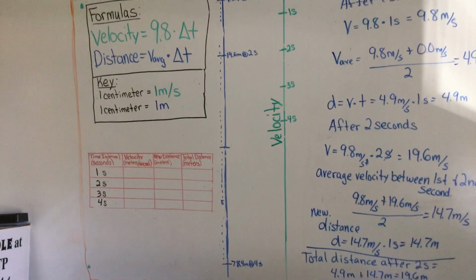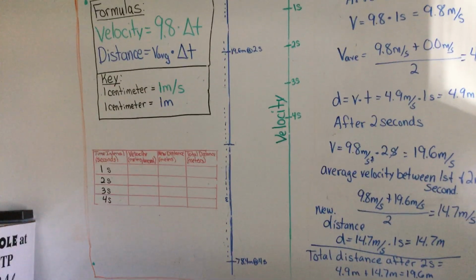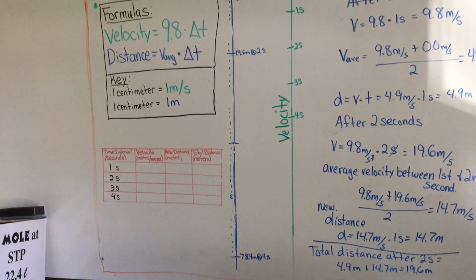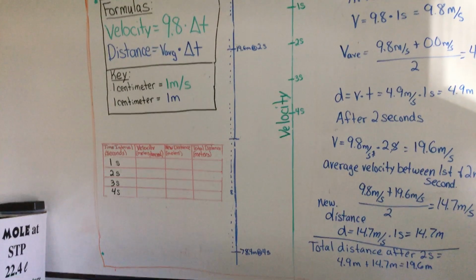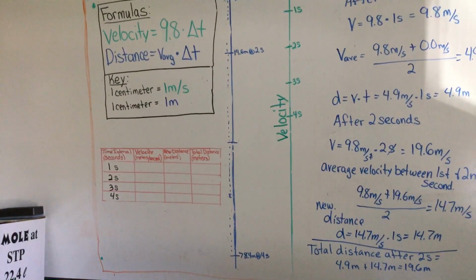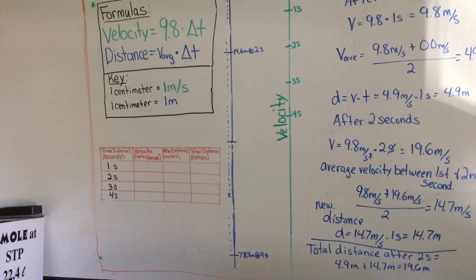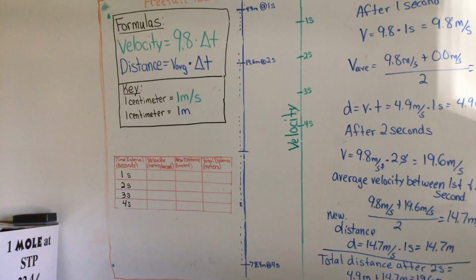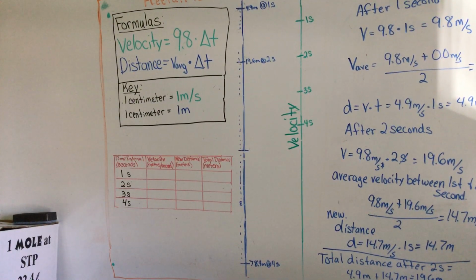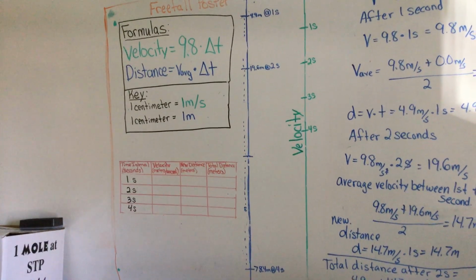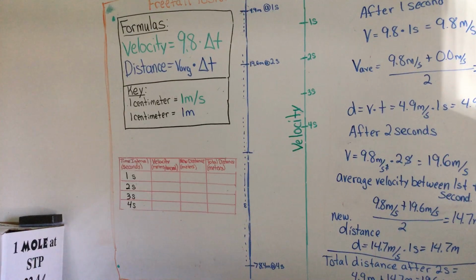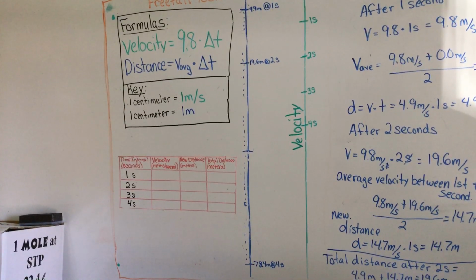All right, your poster, let's see here if I can do this without dropping the camera. All right, your poster is going to be 2 lines, all right? And for those 2 lines, you need to choose 2 different colors, all right? One color will be for velocity, and the other color will be for distance, all right?